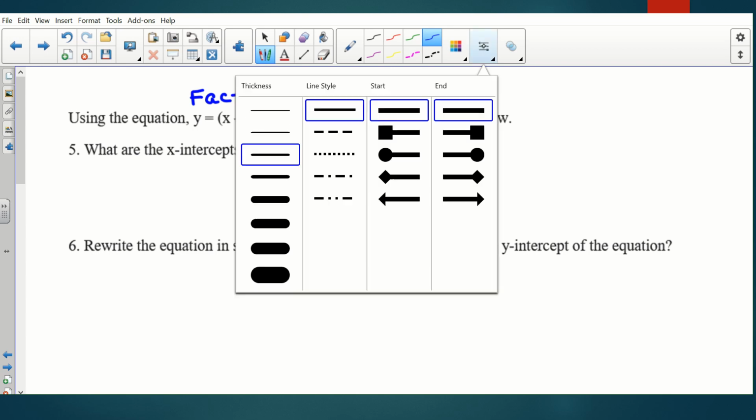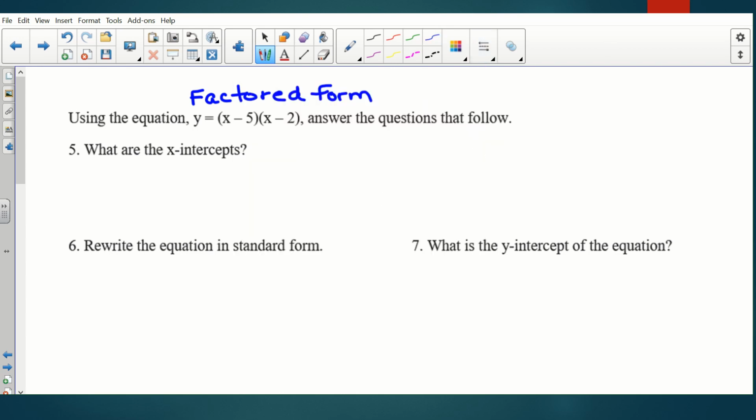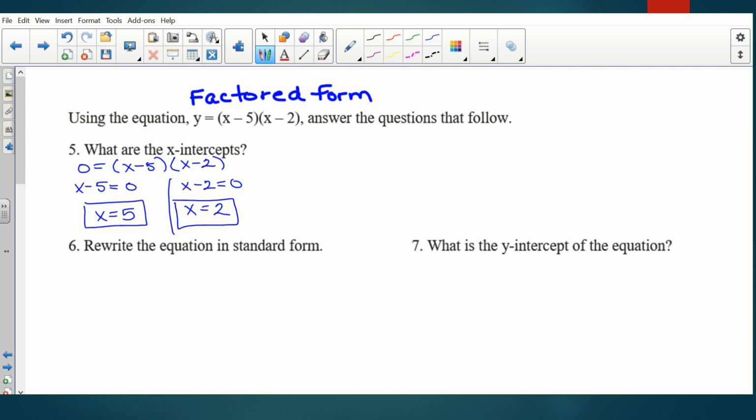Now factored form gives us the x-intercepts. So if I set y equal to 0, and I start solving for x here, I know most of you could do this in your head. I'm just trying to show you what work we would expect to see. You would see x minus 5 equals 0, x minus 2 equals 0. We're applying the zero product property here, and we get x equals 5 and x equals 2. So your x-intercepts, you could leave them like this, or you could write them as points, (5, 0) and (2, 0). It's up to you. Both of these are acceptable.